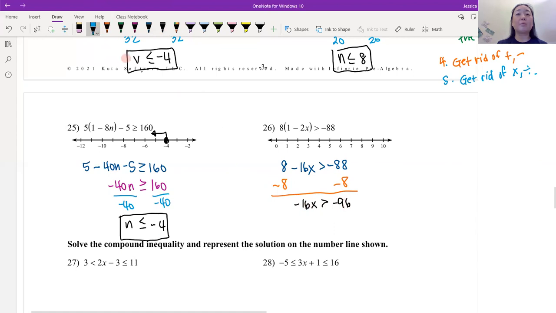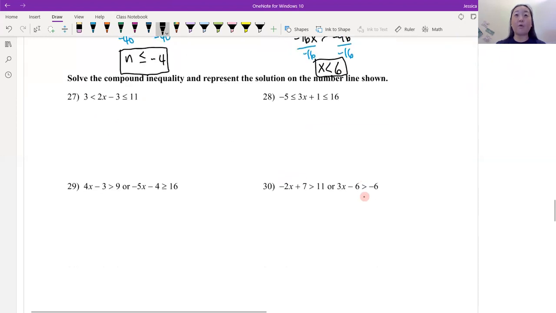And then we're going to do our last step, which is divide by -16. Looks like we're going to have them all be less thans, so x is now less than. We got to change that because we're dividing by a negative. 96 divided by 16, which is, yep, 6. There we go. And so it is an open circle this time because it is not equal to, but it is still going to the left. Okay, there we go. All right, we have 4 more problems to go.